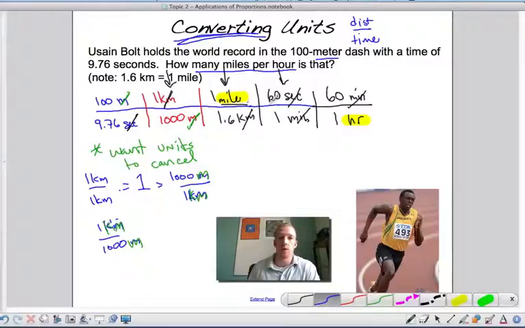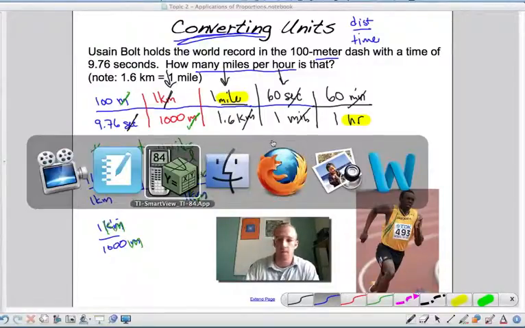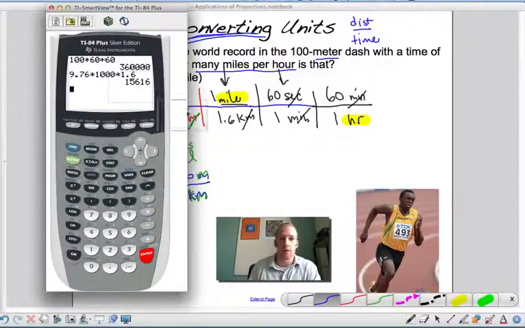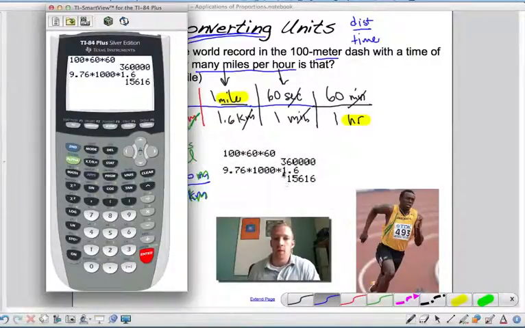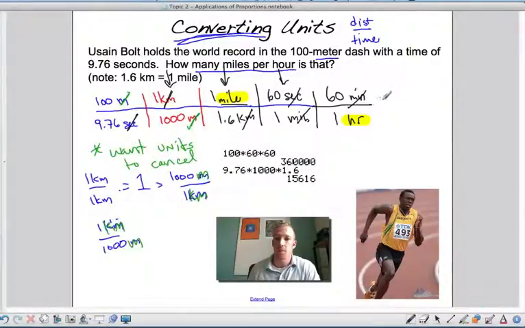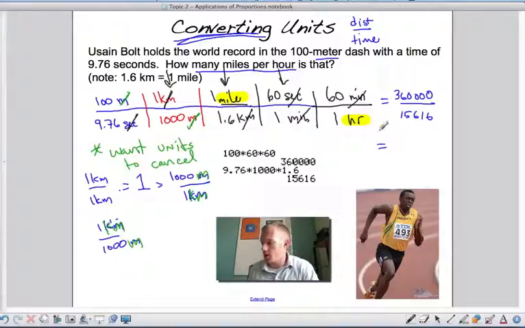So now I just do that calculation. I'm going to multiply across on the top. 100 times 1 times 1 times 60 times 60. And on the bottom, 9.76 times 1,000 times 1.6 times 1 times 1. So I already did this in my calculator, so I'm just going to drag this over. So that gives me 360,000 over 15,616, and then that will approximate to about 23 miles per hour.